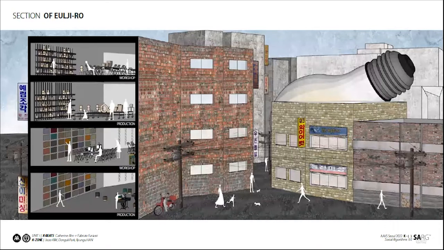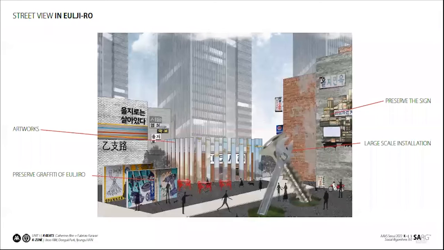And this is a cross-sectional view of Ujiro, where the program we talked about is applied. In the four-story building, the first and third floors are production spaces, and the second and fourth floors are workshops and exhibition spaces. It is a street view of Ujiro.